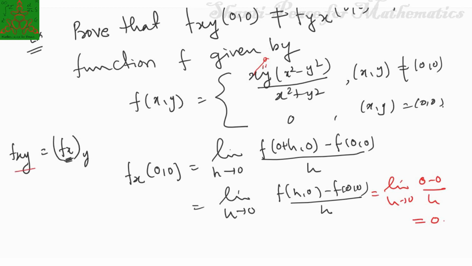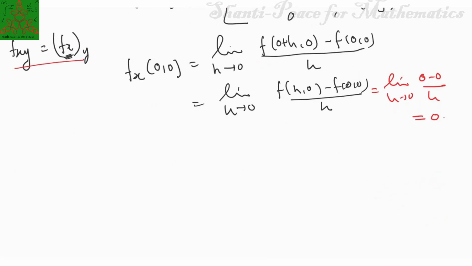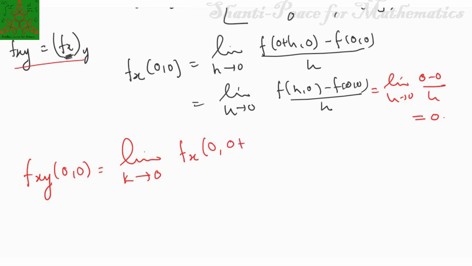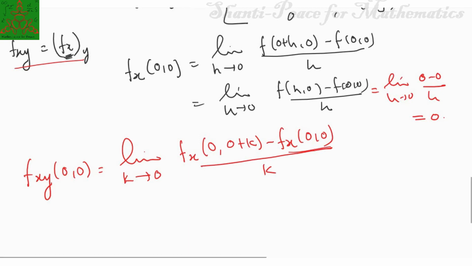Now what is this quantity? Let us write that down. That is f_xy at (0,0), which is the limit as k tends to 0 of [f_x(0, 0 + k) - f_x(0,0)]/k. Now I have calculated f_x at (0,0) here. What I need to calculate is f_x at (0,k).